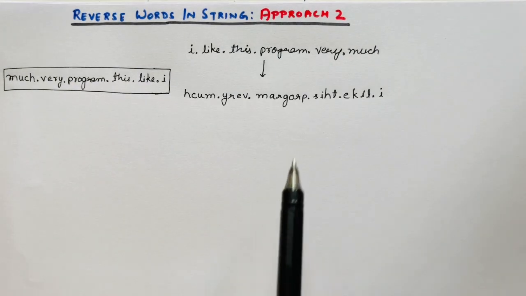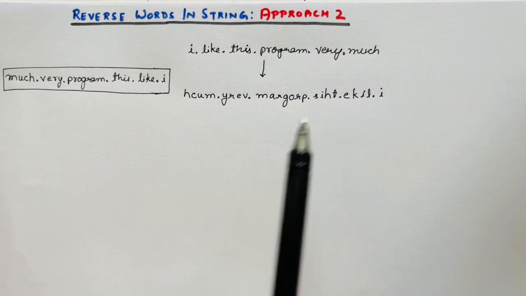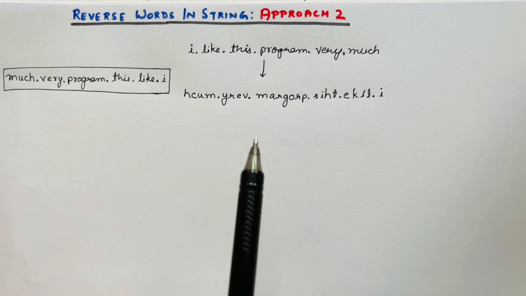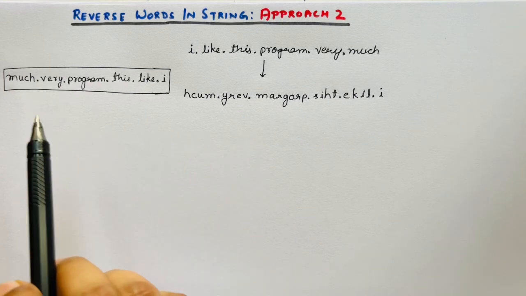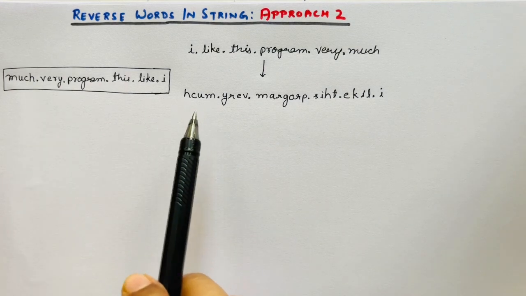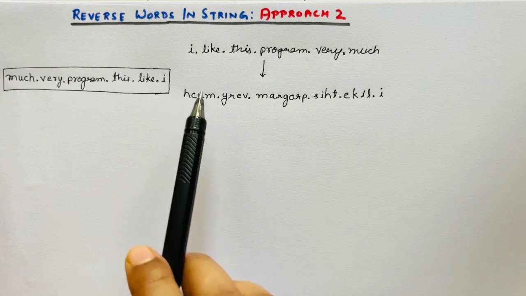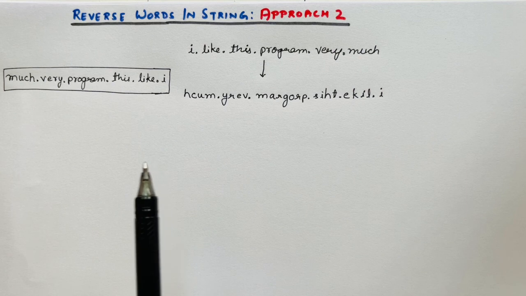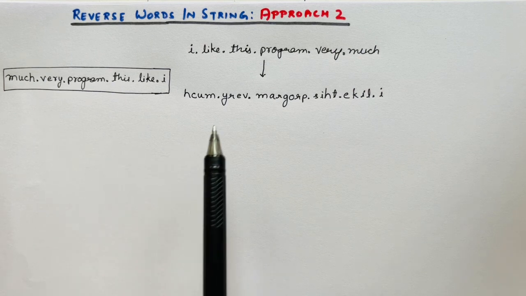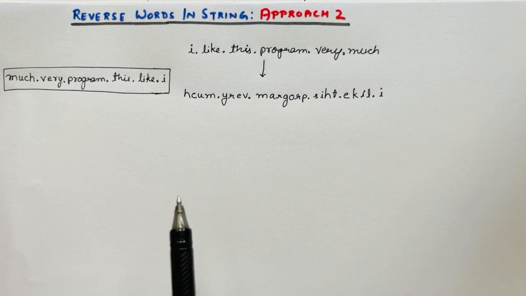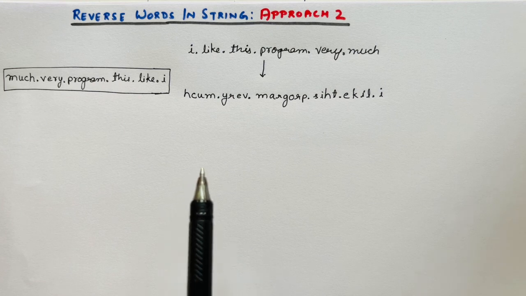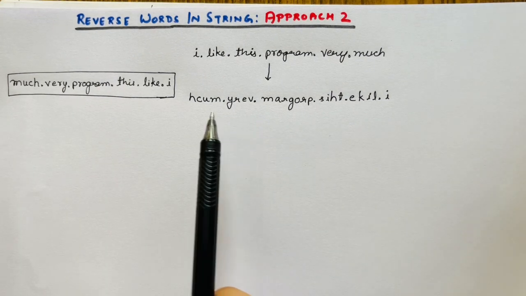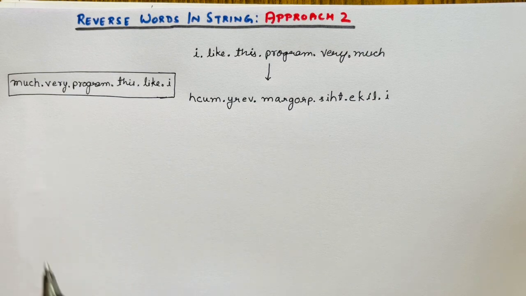Direct reversal of the string would look something like this, which is not our output. But we can see at least one thing, that the characters of much are at their right places. Just jumbled, but the word much characters are at the right places. Similarly, characters for very are also at their right places.